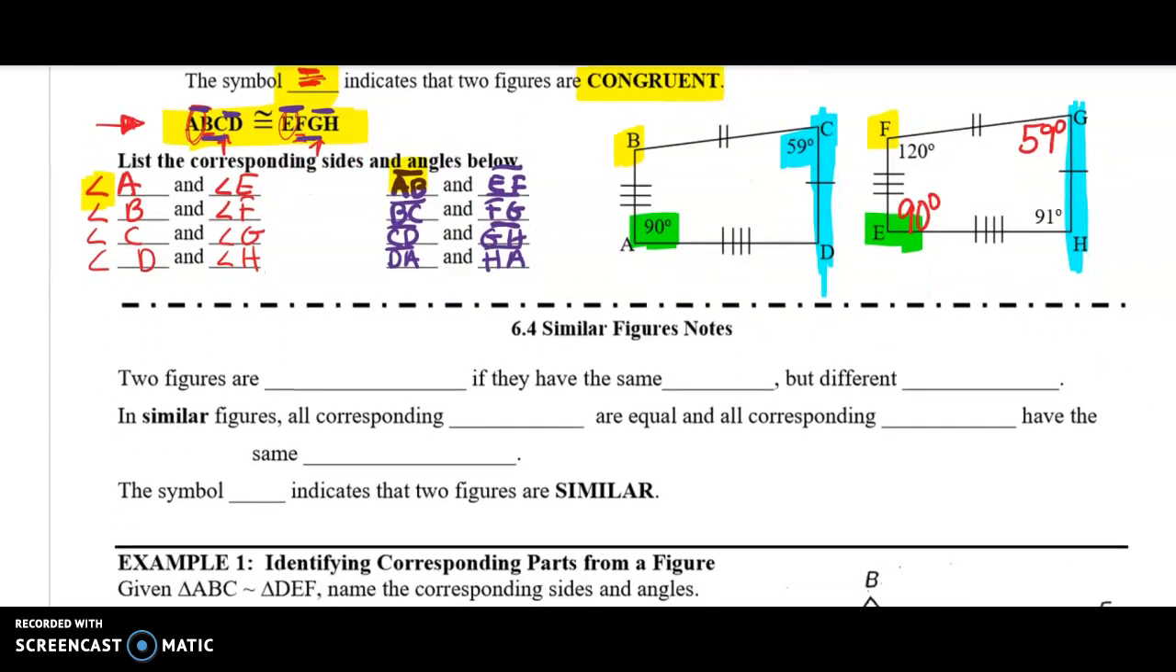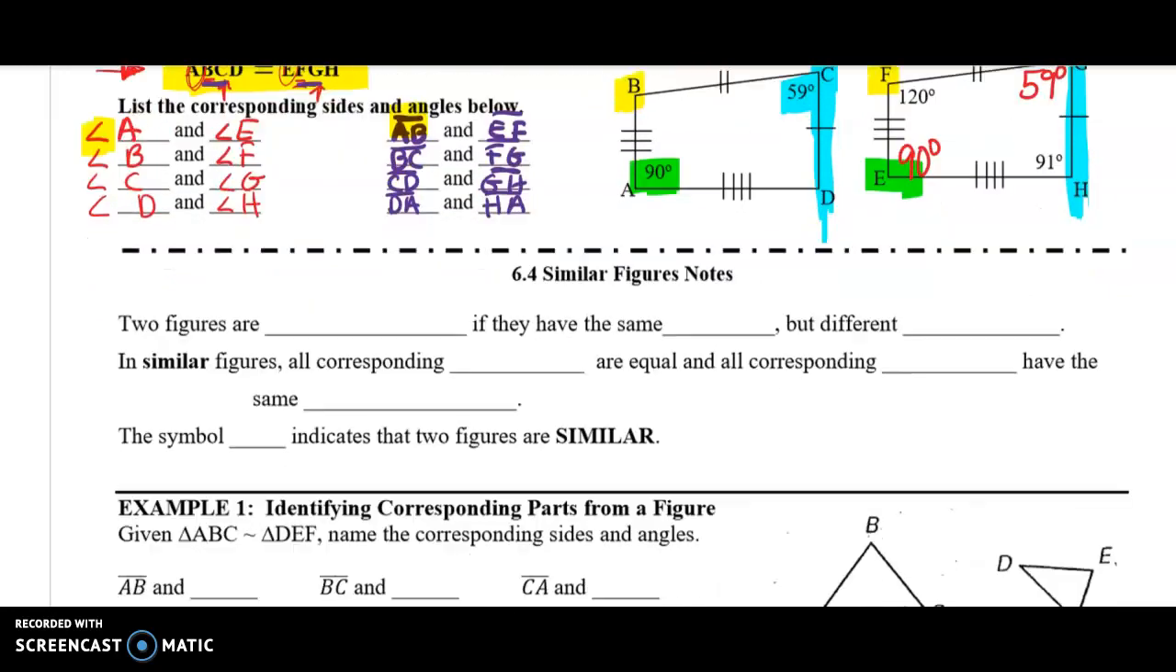Okay, so that's corresponding and congruent. So similar figures, we know that two figures are similar if they have the same shape. Okay, so they're the same shape, but they have different size. So you might have like a small rectangle and then a larger rectangle. So they have the same shape but different size.